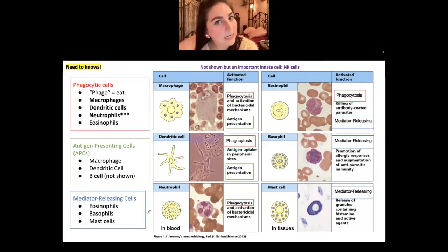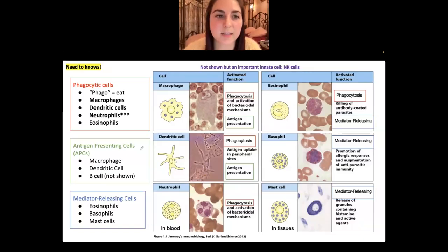All right, so here are some more need to knows. These are some cells in the innate immune system that are important. And it's really important to know these roles, because when you're doing questions, you can figure out what cell they're talking about or what cell would be involved by understanding the roles. So I broke it up into 3 main roles of these cells, and then we can group them based on this.